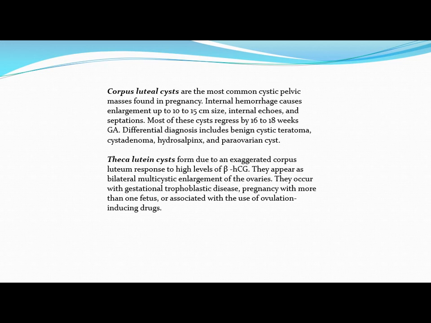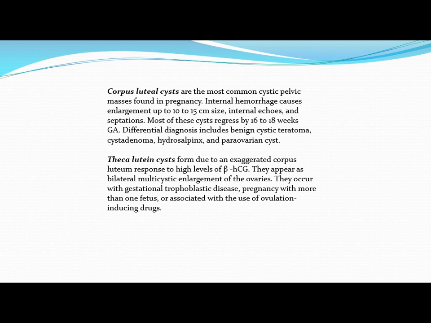Corpus luteal cysts are the most common cystic pelvic masses found in pregnancy. Internal hemorrhage causes enlargement up to 10 to 15 cm in size, with internal echoes and septations. Most of these cysts regress by 16 to 18 weeks of gestation. Differential diagnoses include benign cystic teratoma, cystadenoma, hydrosalpinx, and ovarian cyst.